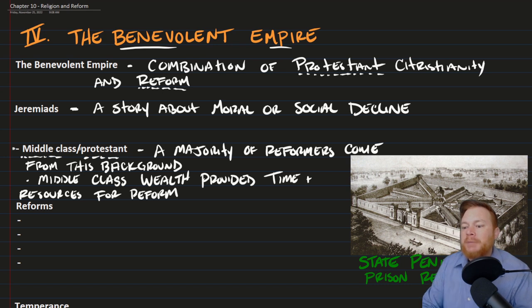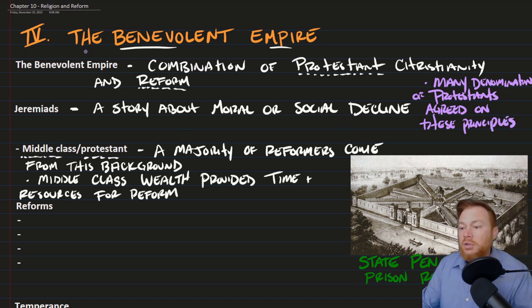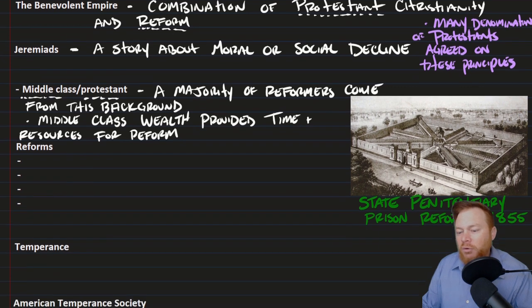One thing that is also true is that despite the fact that Protestants came in many denominations, a lot of Protestants could kind of unify behind all of these principles. We might just say that many denominations of Protestants, I will say, agreed on these principles. So there wasn't any sort of barrier in most cases for different Protestant denominations to work together on many of these reforms. And what type of reforms are we actually talking about here?